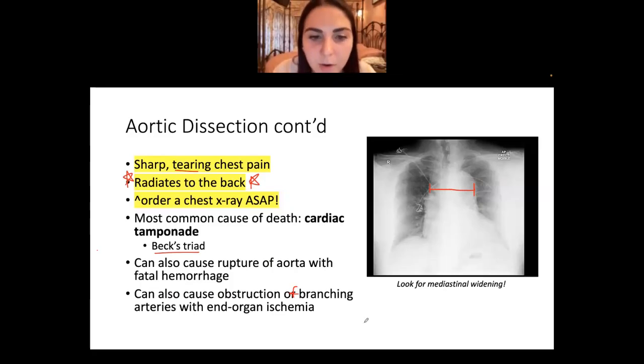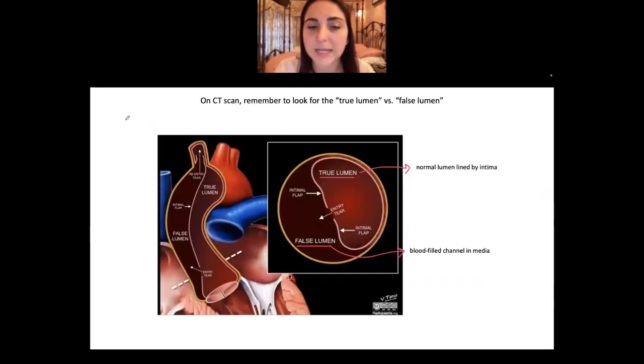It can also cause obstruction of the branching arteries, with end organ ischemia. The aorta is a very big vessel and runs alongside other structures. It can lean up on the esophagus and on the renal arteries, so you can get end organ ischemia of other organs as well. There are different things that can cause issues in aortic dissection, so you really want to catch it as soon as possible.